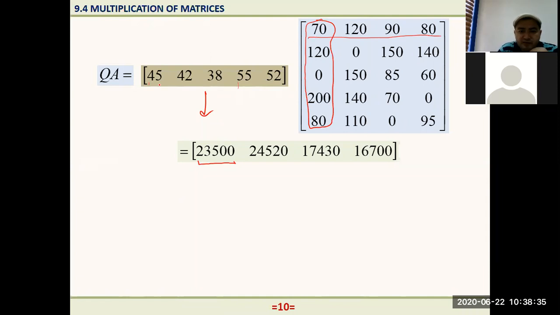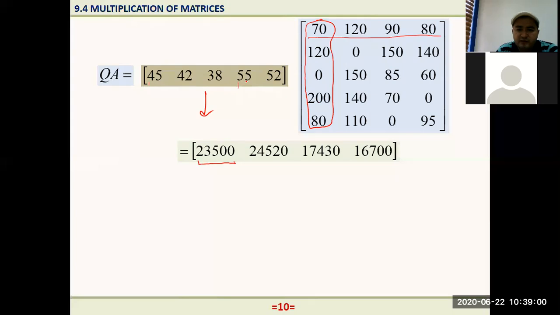Because if you multiply this 45 deliveries to this, so 70 fish otas delivered to outlet A, how many times? 45 times. 120 fish otas to outlet B, how many times? 42 times. I should multiply this by this. And the third outlet didn't receive any fish otas, right? And outlet D, 200 fish otas, how many times?